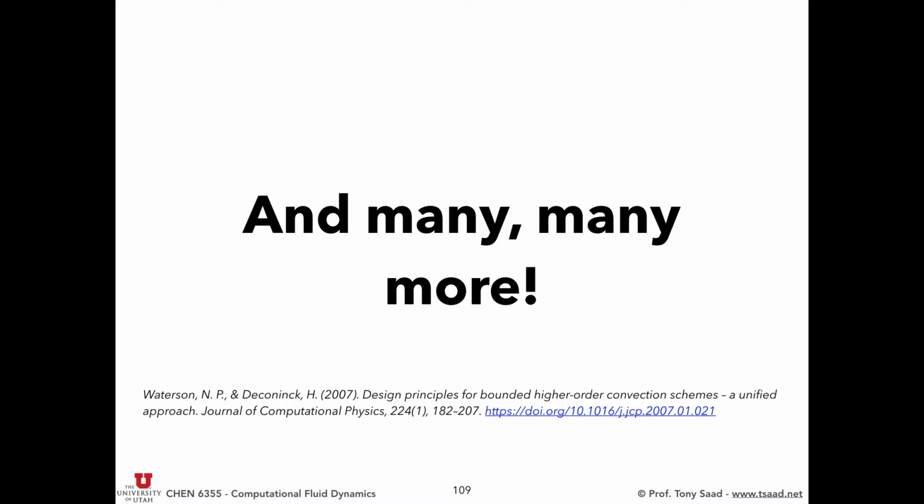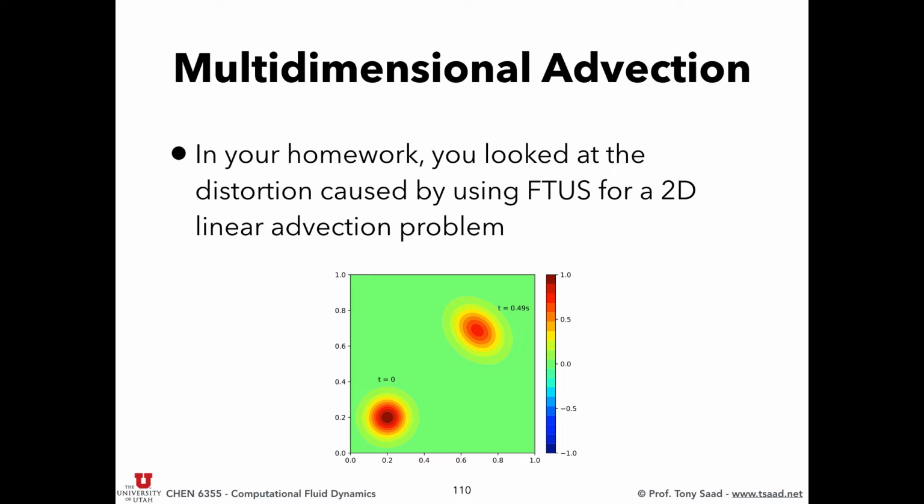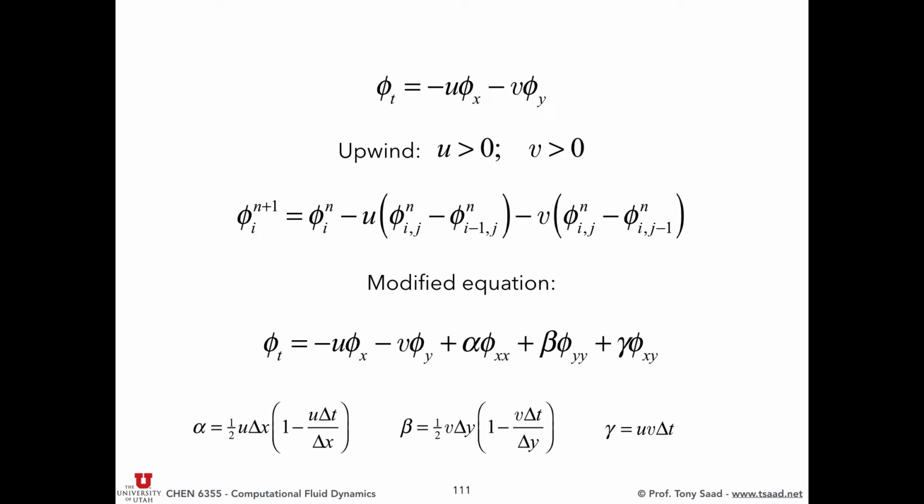Okay, but before I leave this topic, I'm going to talk about multidimensional advection and your homework. So in your homework, you looked at the distortion caused by using the forward in time, upwind in space scheme for a two-dimensional linear advection case, okay? And you all got that correctly, and you see how when we move in this direction, a bulge forms in the perpendicular direction. And so that's quite disconcerting, okay?